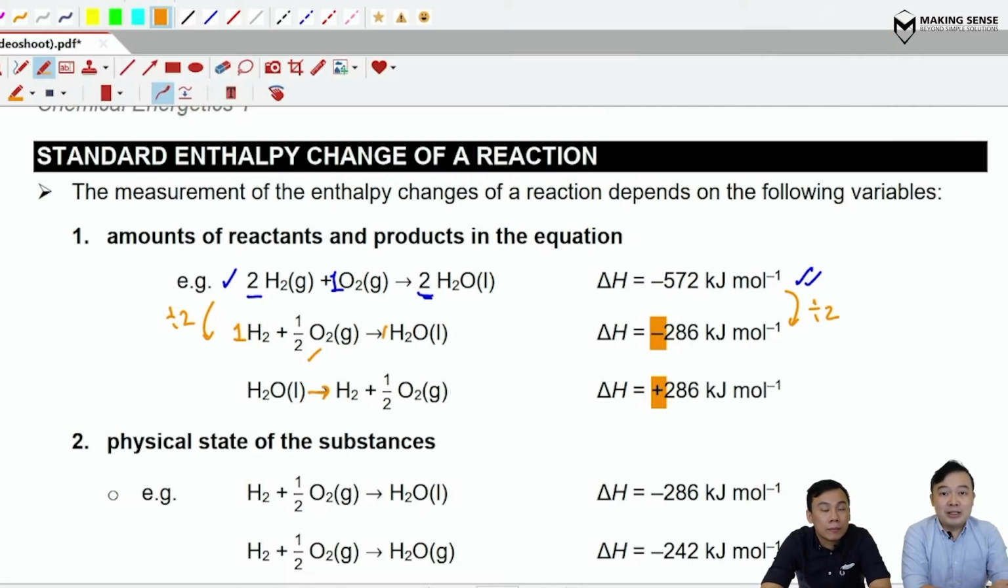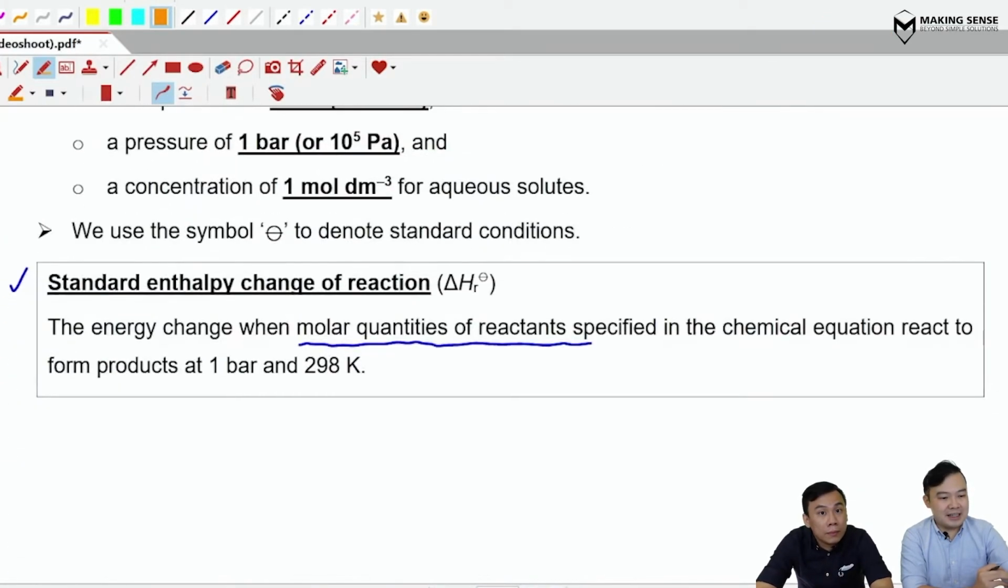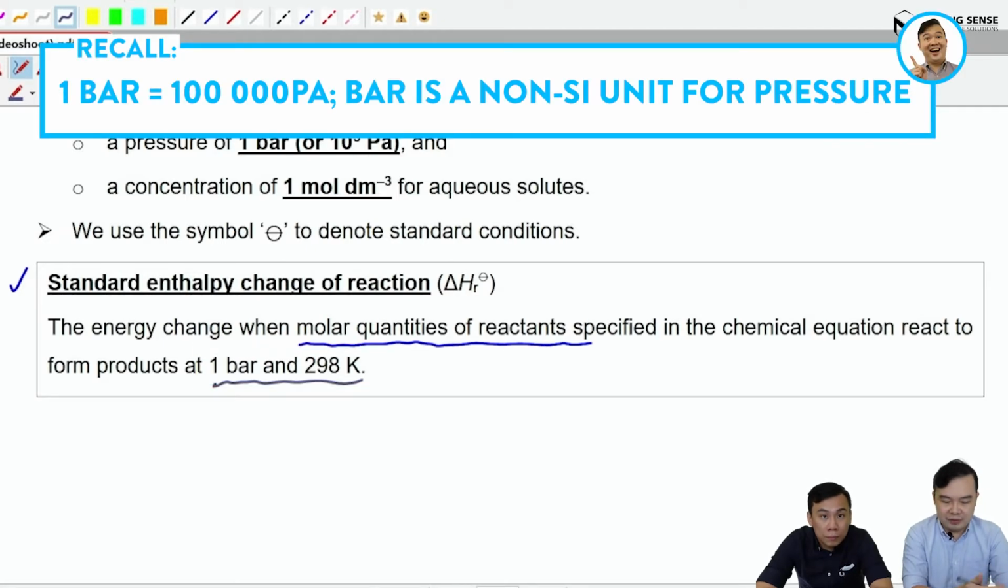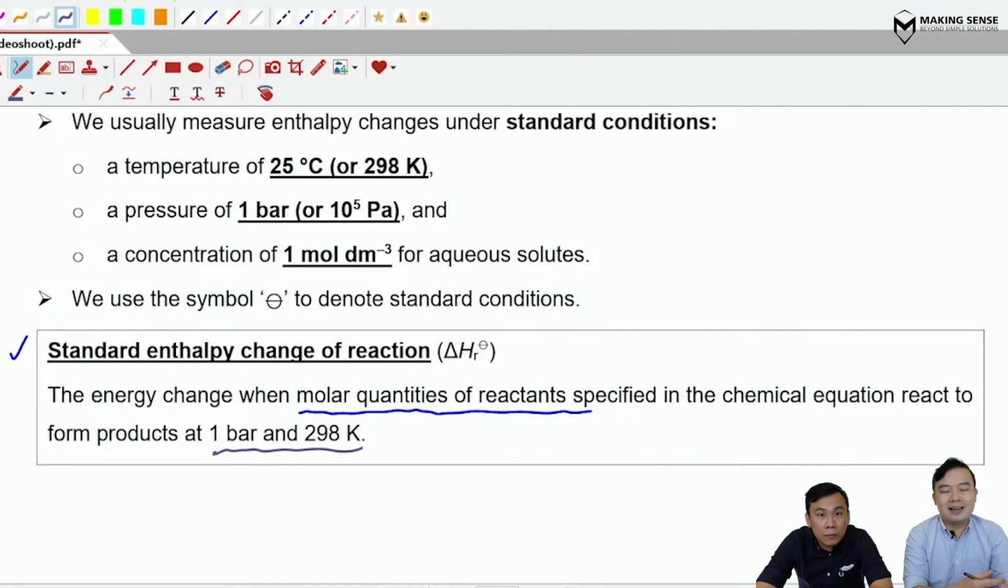Now, the second thing that is important inside the definition over here is that you're going to conduct this under a very specific condition of 1 bar and 298 Kelvin. So just to remind you again, bar refers to units for pressure. So this is what we call the standard conditions.